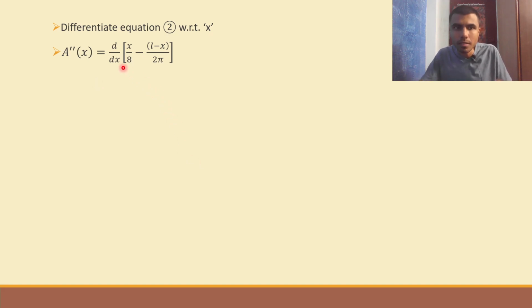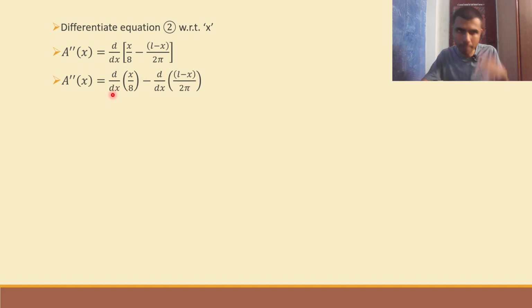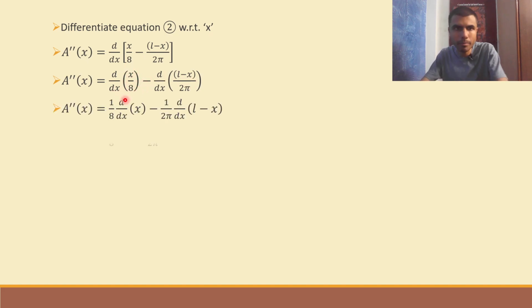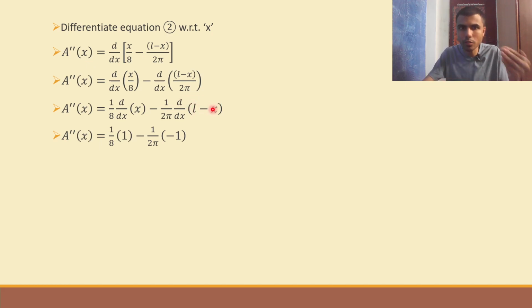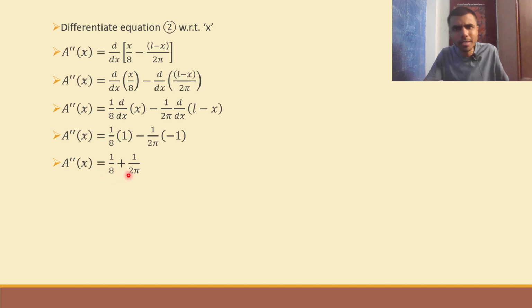Now next, this is nothing but the derivative of x by 8 minus the derivative of this. You can apply the derivative separately. Now the derivative of x by 8: 1 by 8 is a constant, you can keep it outside. For the second term, 1 by 2 pi is a constant, keep it outside, into the derivative of (L minus x). Now the derivative of x is 1, and the derivative of L is 0, so 0 minus 1 is minus 1. Now minus into minus is plus, so this is going to be 1 by 8 plus 1 by 2 pi. Okay, so you see it is positive always.